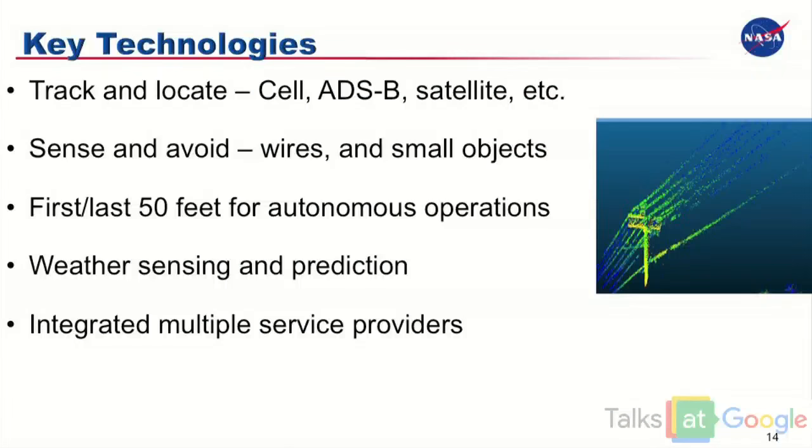So what are the key technologies then? The question always comes, what's missing? What are the barriers? What are the key technologies we still need to have? Now, these are 55-pound and below vehicles, so their ability to carry size, weight, and power is somewhat limited. So we really need to make sure that anything you put on the vehicle can be sustained in terms of size, weight, power, and cost.